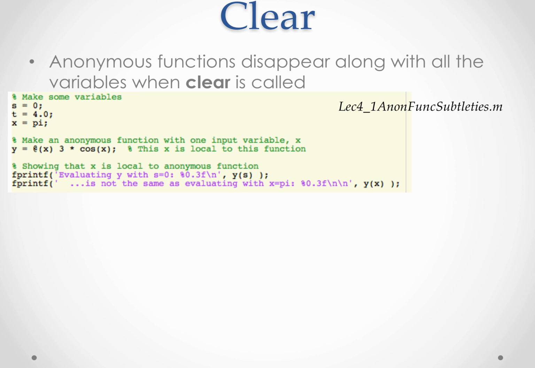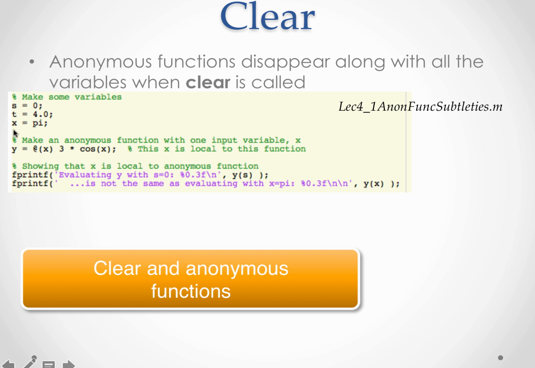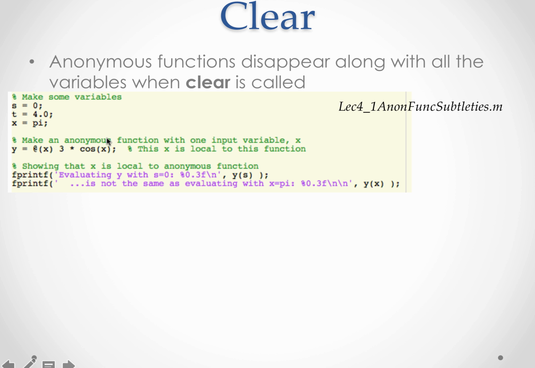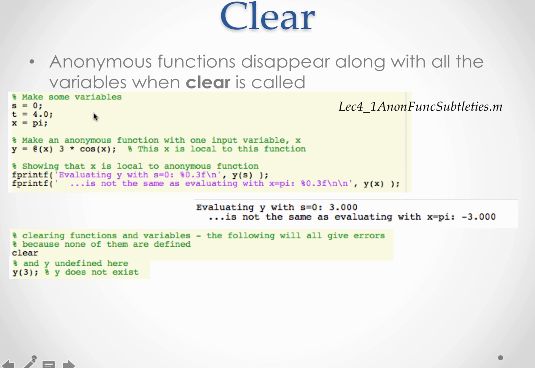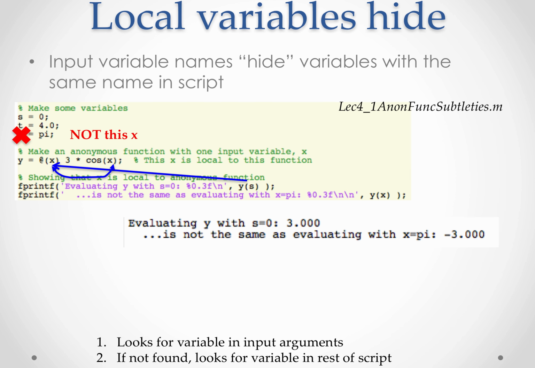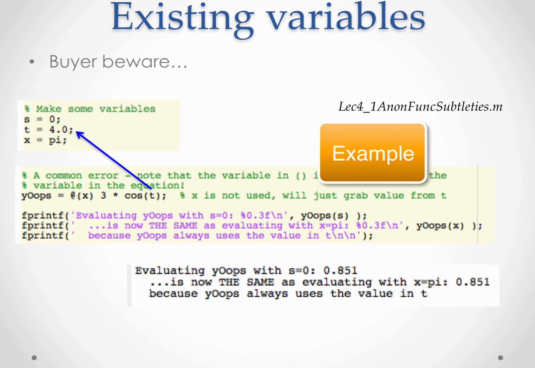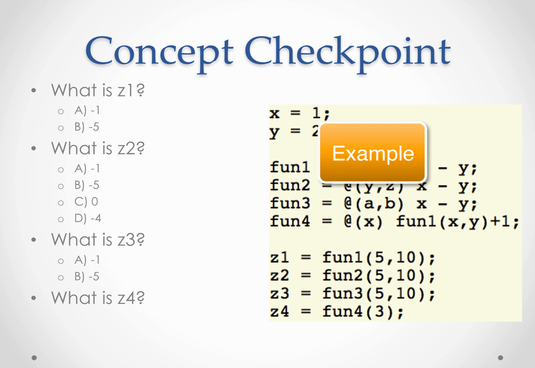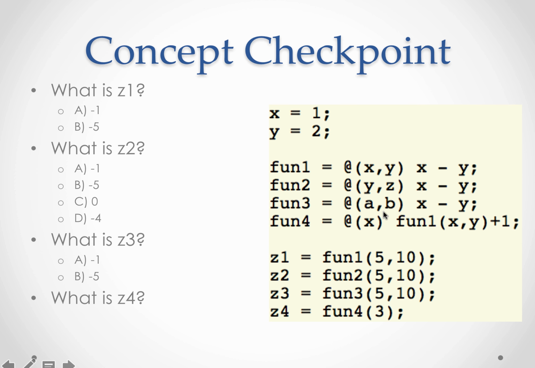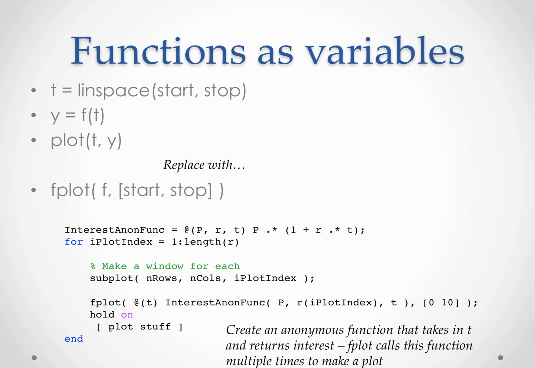One other subtlety is that anonymous functions are variables, just like any other variable. So when you call clear, they go away. If you declare it here, it's valid for down here, but it's not going to exist up here. There's a little more on anonymous functions in these slides that you should go through. And if you think you understand this, come back to this concept checkpoint and see if you can actually get the right answers with these. This is all about which variable you are actually evaluating.